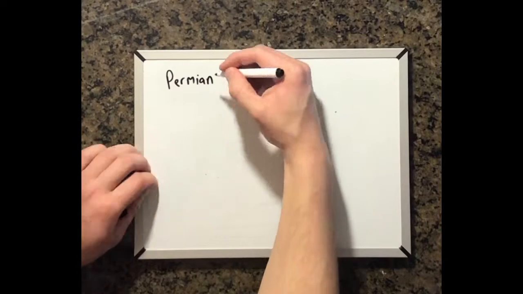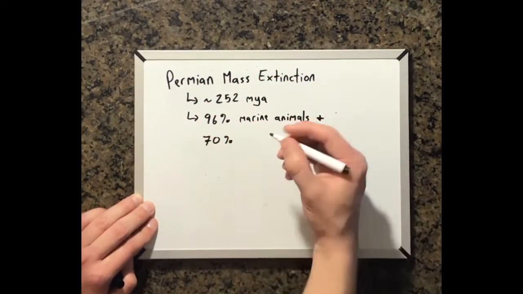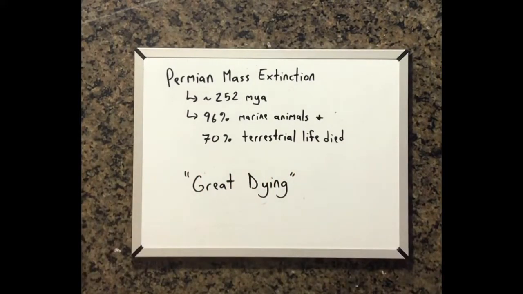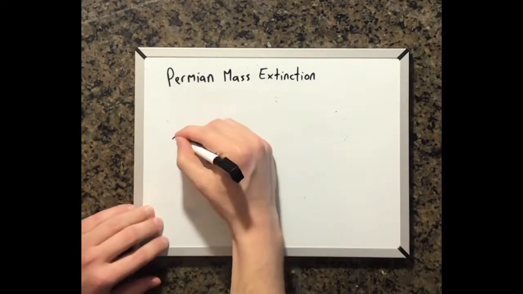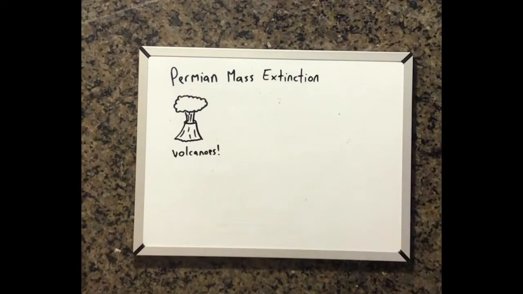The Permian extinction occurred approximately 252 million years ago, leading to the death of about 96% of all marine animal species and 70% of all terrestrial life on Earth. Because of this massive death toll, the extinction has also been referred to as the Great Dying. The Permian extinction was initiated as a result of widespread volcanic eruptions in the region that is presently known as Serbia.